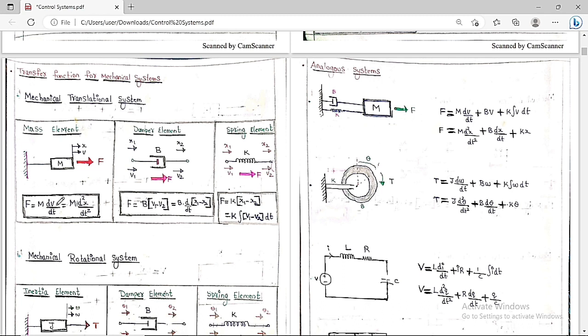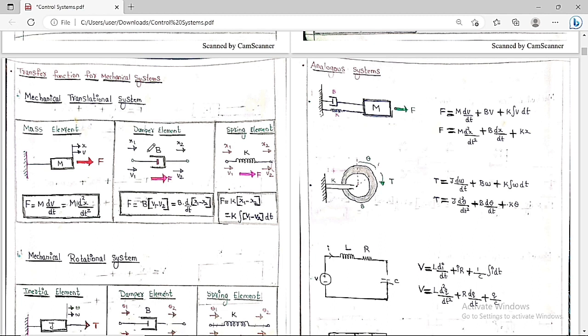So these are the different ways that you can write the equation, which is force is equal to mass into acceleration, or mass into dv by dt, or mass into d square x by dt square. So in any of these manners you can write. Therefore we can say F is equal to m into a, or m into dv by dt, or m into d square x by dt square. So this is for the mass element.